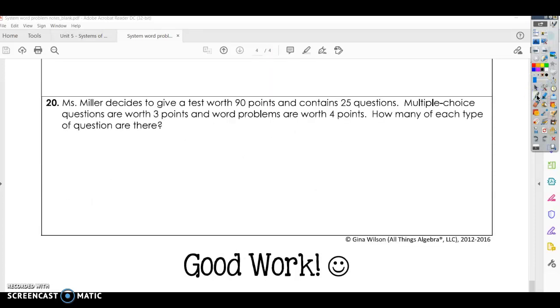All right, number 20, last one. Ms. Miller decides to give a test worth 90 points and contains 25 questions. Multiple choice are worth 3 points. Word problems are worth 4 points. How many of each type of question are there?